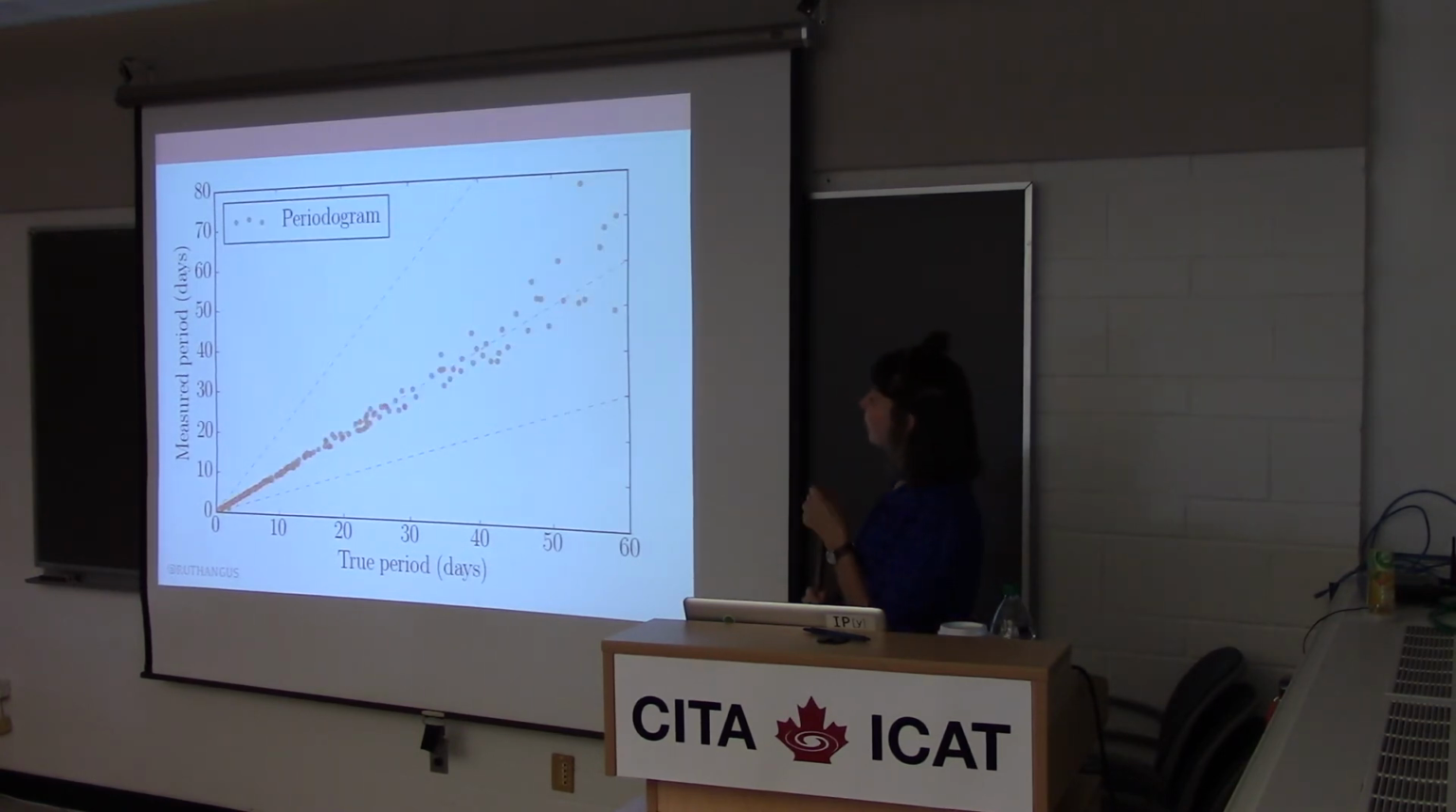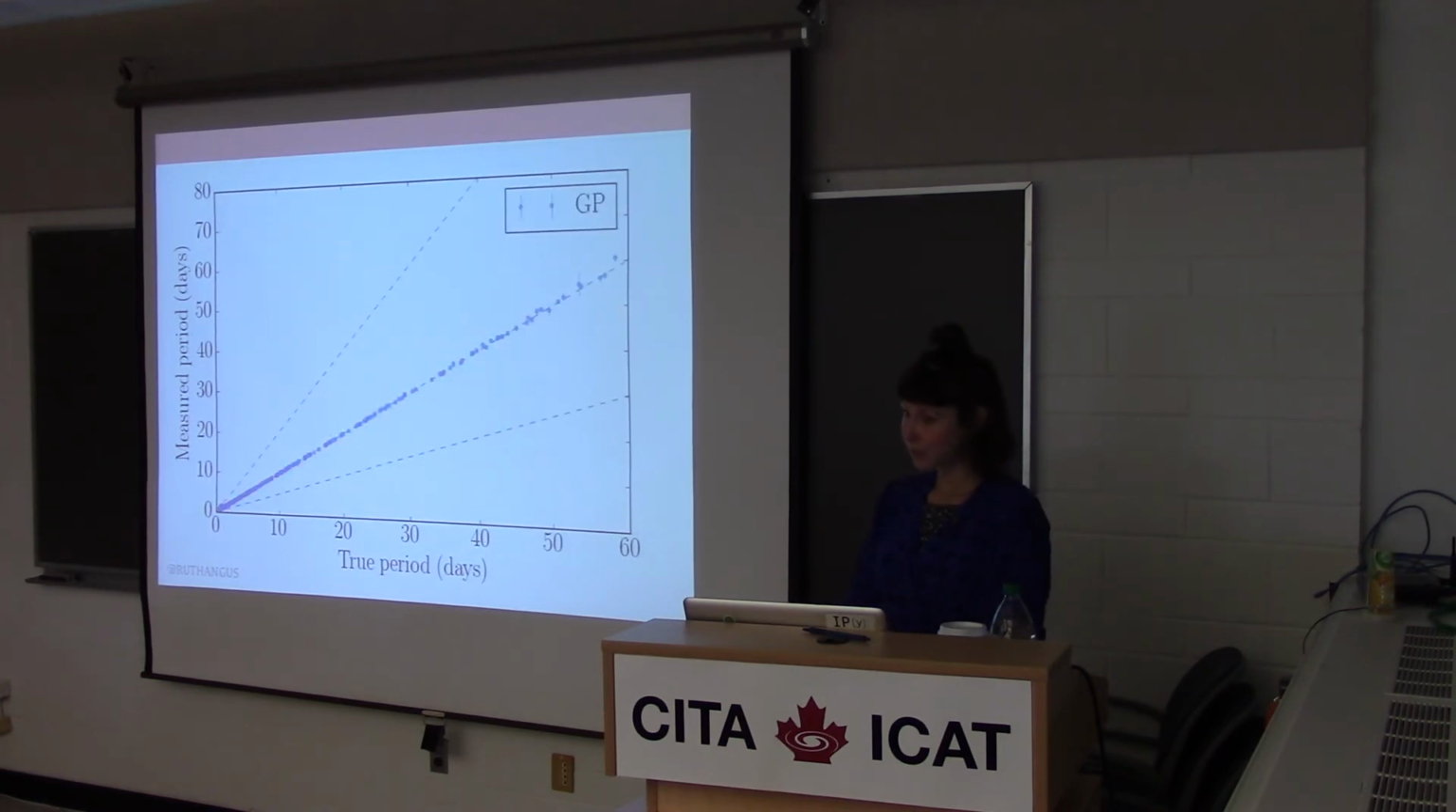The periodogram rotation period results look just as you'd expect. They are accurate but not very precise, and that is exactly because a sine wave isn't a good model for stellar rotation. The Gaussian process results look precise and accurate, which is exactly what you'd expect. This is a much, much better model for your stellar rotation light curve.